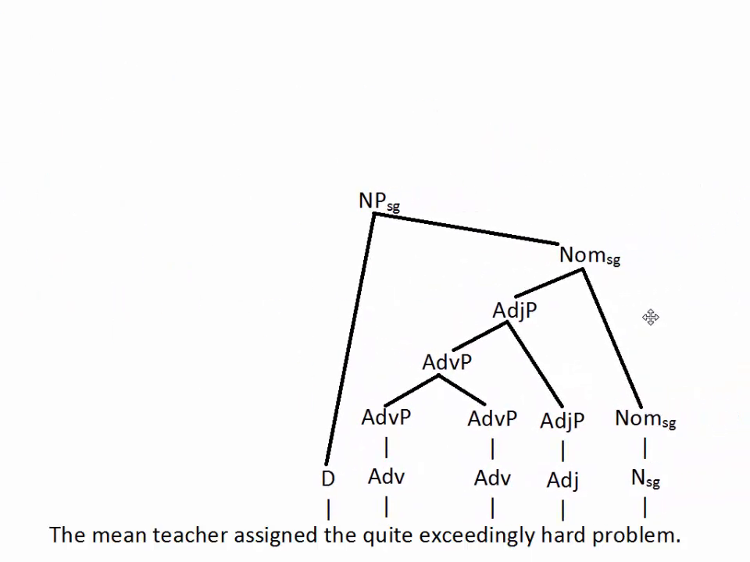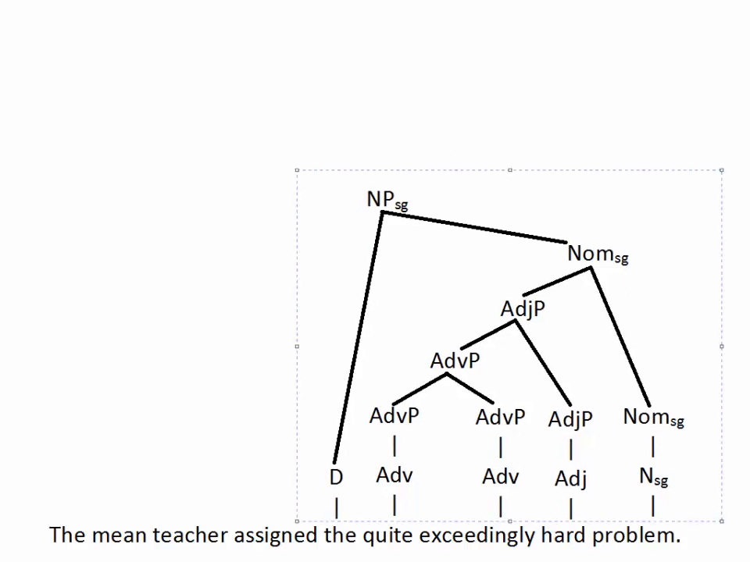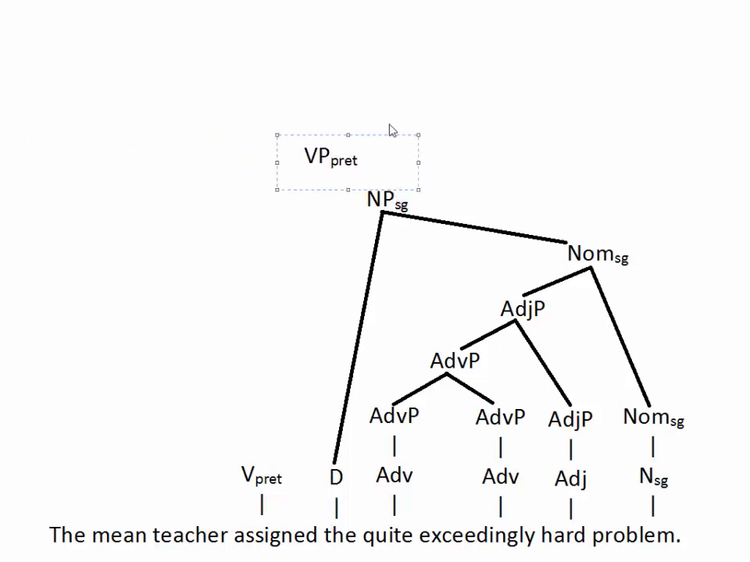The mean teacher assigned the quite exceedingly hard problem. So as you can see, with the addition of adjectives and adverbs, our sentences can already get quite long. In fact, they can be infinitely long since we can add in infinitely many adjectives or adverbs. We've already done the structure for the quite exceedingly hard problem. It would be this. Okay, so there's the structure for the quite exceedingly hard problem. Right, so that's the object noun phrase. Our verb is assigned. It's the preterite form. It has that ed on there. The verb plus the object, of course, gets us our verb phrase. So there's our predicate, assigned the quite exceedingly hard problem.